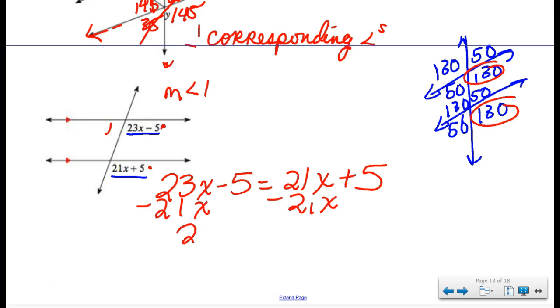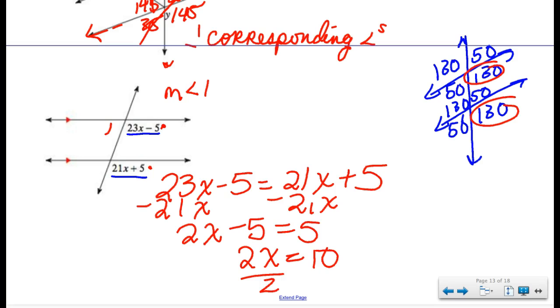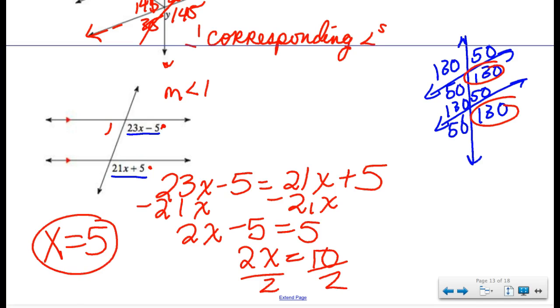I get 2x minus 5 is equal to 5. I'm going to add 5 to both sides, and I get 2x is equal to 10. I'm going to divide both sides by 2, and I get x is equal to 5. But always answer the question posed. I wanted you to find the measure of angle 1.